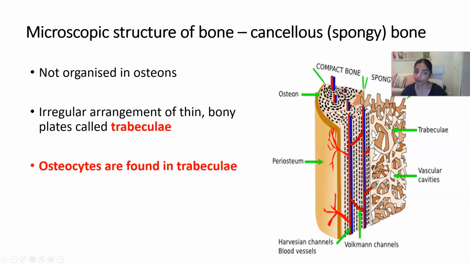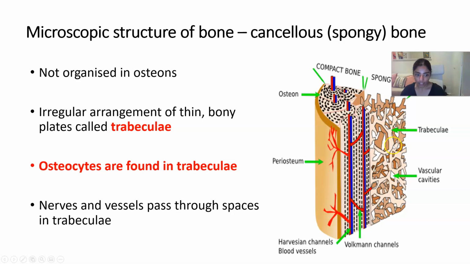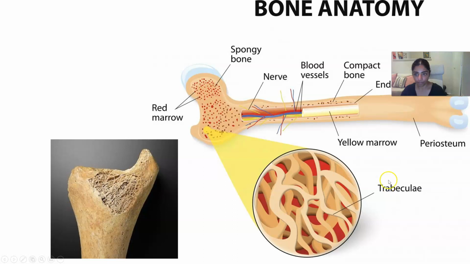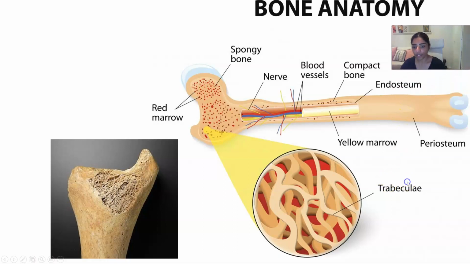Now, what's crucial about this arrangement is that the osteocytes, these bone cells, are found inside the trabeculae, so you can't really see them. And the other important thing to note is that the nerves and blood vessels will thread their way through these spaces between the trabeculae. So if we look here at this diagram, we can see a cartoon image of spongy bone anatomy, and we can see the trabeculae, remembering that the osteocytes are inside and the blood vessels thread their way through the outside.